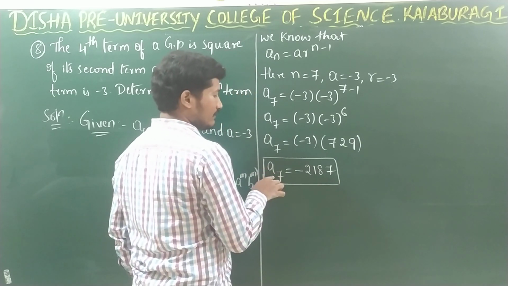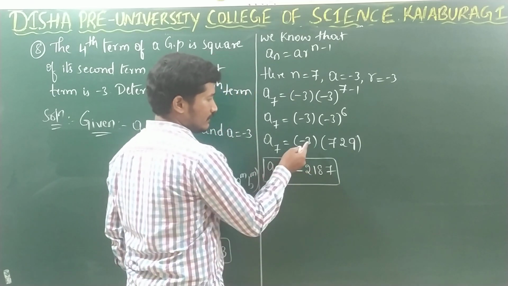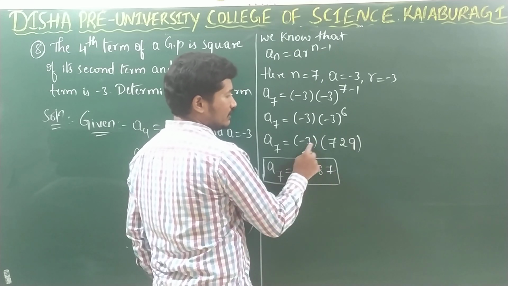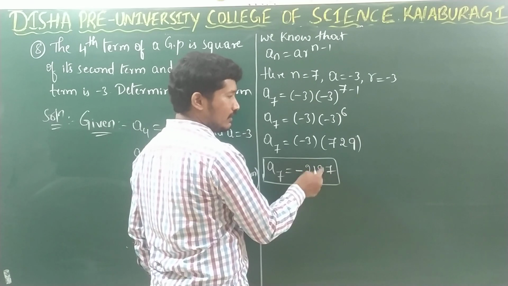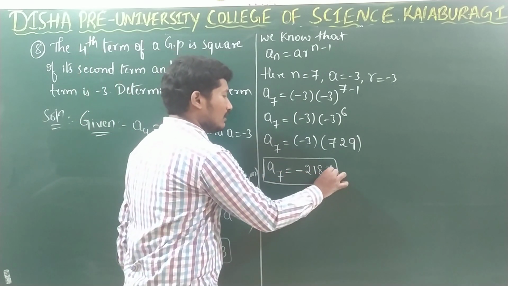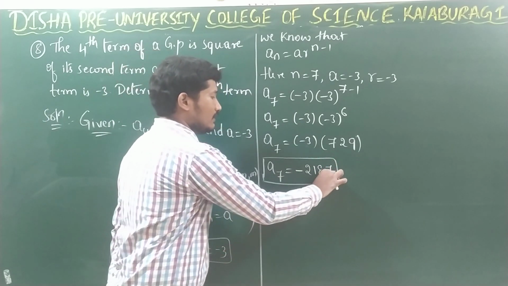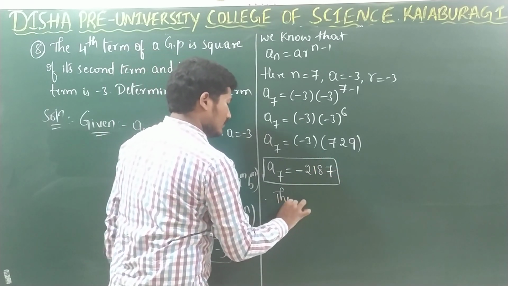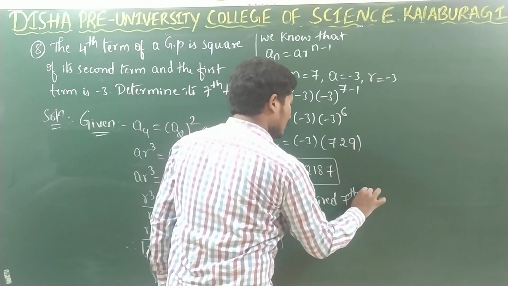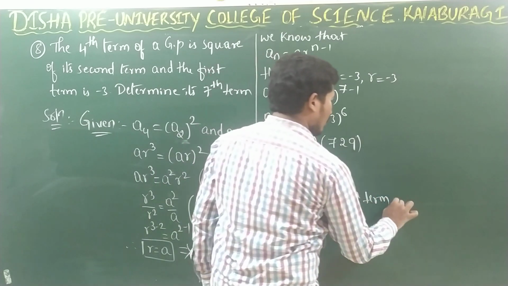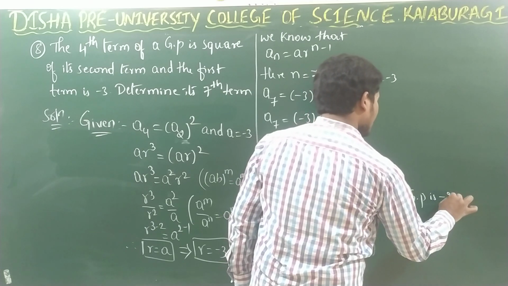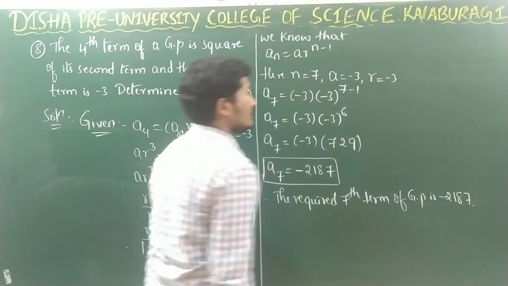So this will be your 7th term. This is minus, right? See here, 3 9 is 27, 7 2 carry, 3 2 is 6, 6 plus 2 will be 8, 3 7 is 21. So this will be your 7th term of the GP, right? Therefore, the required 7th term of GP is, what is it? Minus 2187. This will be your answer.